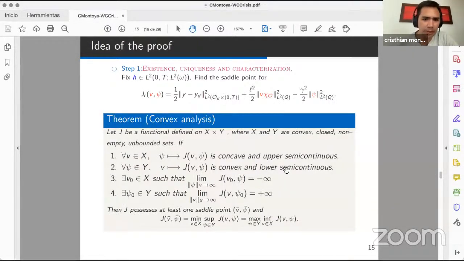How to do that? Using convexity, and this theorem. This is classical in convex analysis. So we need to prove the concave property and upper semi-continuity for the disturbance signal. And in a similar way, we need to prove the convexity for the follower, as well as the lower semi-continuous property for the follower. Okay, some limits. This is a normal situation, but essentially with these four assumptions, we can guarantee the existence and uniqueness of a saddle point, v bar and psi bar.